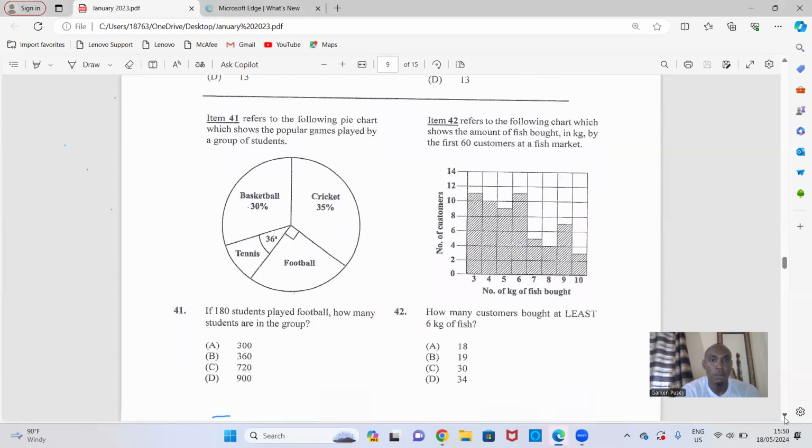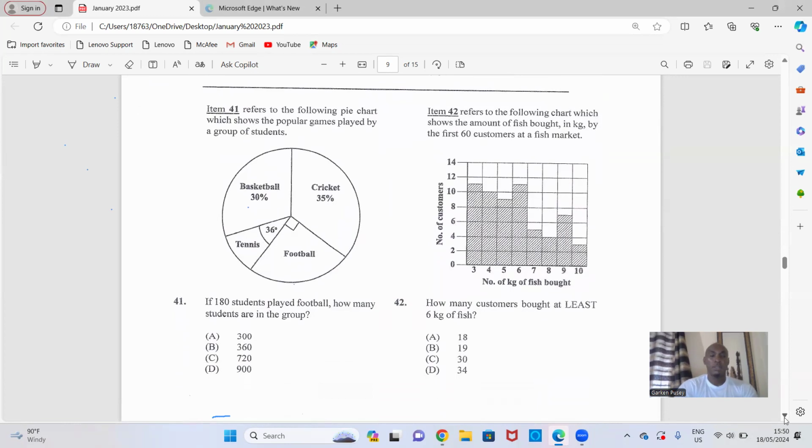All right, so question number 41, this is statistics. It says, item 41 refers to the following pie chart, which shows the popular games played by a group of students. 30% played basketball, 36% played tennis. This is an angle of 90 degrees. And 90 degrees is basically a quarter, right? It says if 180, let me write this down and make a note of this. If 180 students played football, 180. Remember, this is a quarter. How many students are in the group?